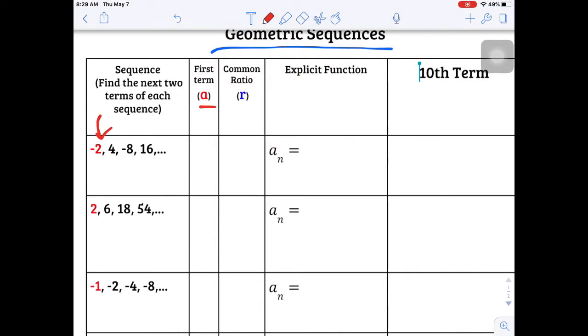In this case, it's -2. From there, they start growing. The growth here is based on a common ratio, they call it. Ratio because it's multiplying, it's not adding or subtracting. So I noticed that this is growing by multiplying by -2. So that means that the next two terms have to be found by multiplying 16 by -2, which is -32. And then -32 times -2 will be 64. So those are the next two terms of the sequence.